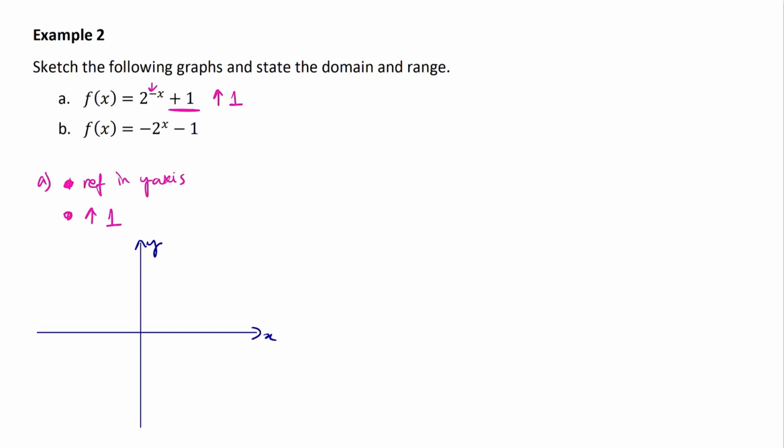Now, what does it mean that the whole graph has moved up by 1? Well, my original graph or my original asymptote was at y equals 0, but now that the whole graph has moved up by 1, now our new asymptote is going to be at y equals 1. That's always a really good place to start. So that'll be y equals 1, and then we've got a reflection in the y-axis.